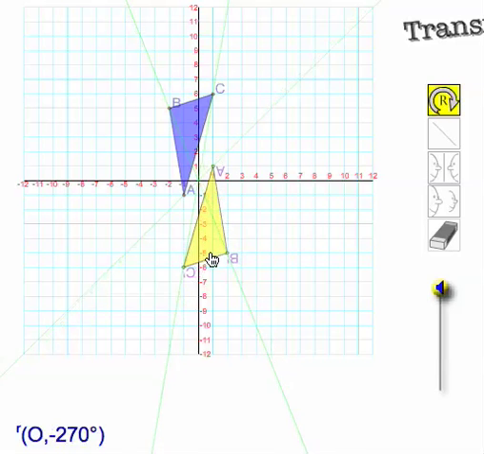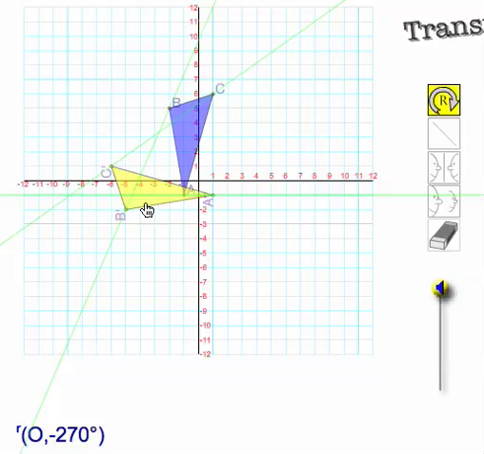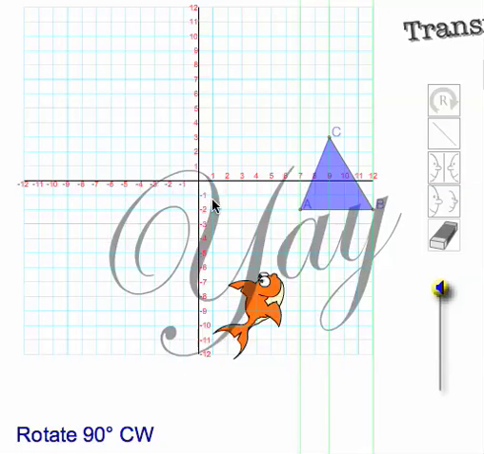180, and then 270. Doesn't the 270 clockwise, or negative 270 degrees, look suspiciously like 90 counterclockwise, or positive 90? So 270 one way is 90 the opposite way. Just do it that way, okay? Just remember, 270 one way, 90 the opposite way. And that's all there is to it, okay?